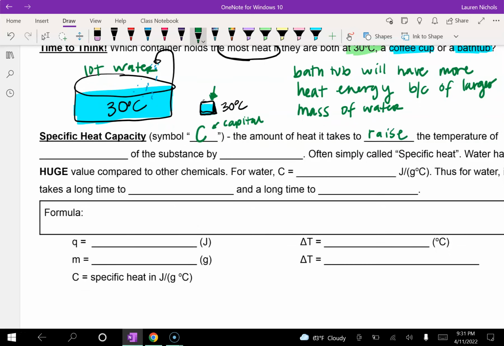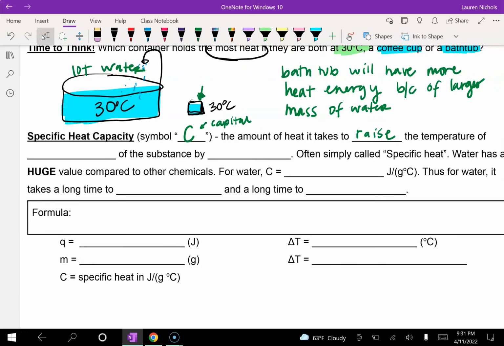A capital letter C, our heat capacity, is the amount of heat it takes to raise the temperature of 1 gram of the substance by 1 degree Celsius. So if you just have 1 gram, a small amount of whatever your substance is, and you want to increase its temperature by 1 degree Celsius, it requires a certain amount of heat or energy. This is often just abbreviated as specific heat instead of specific heat capacity.